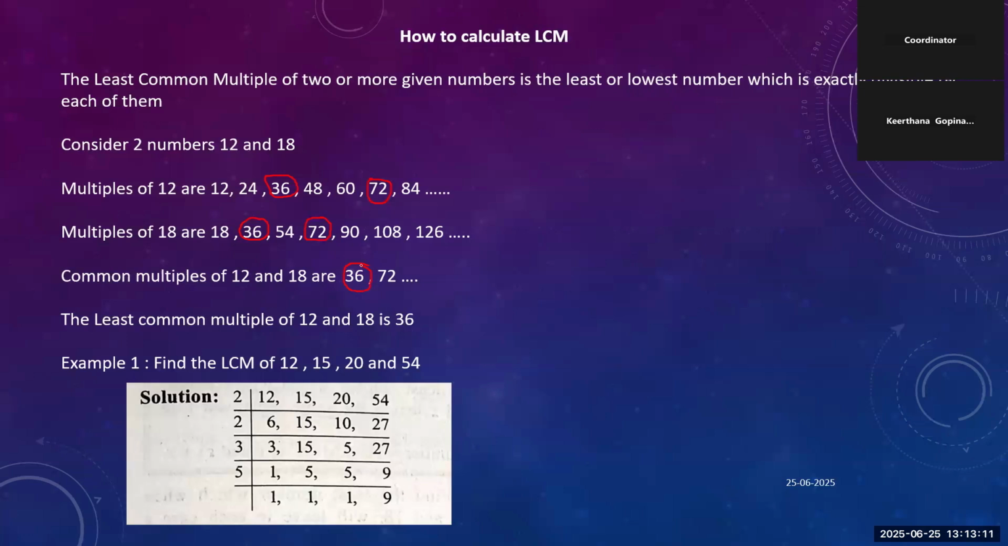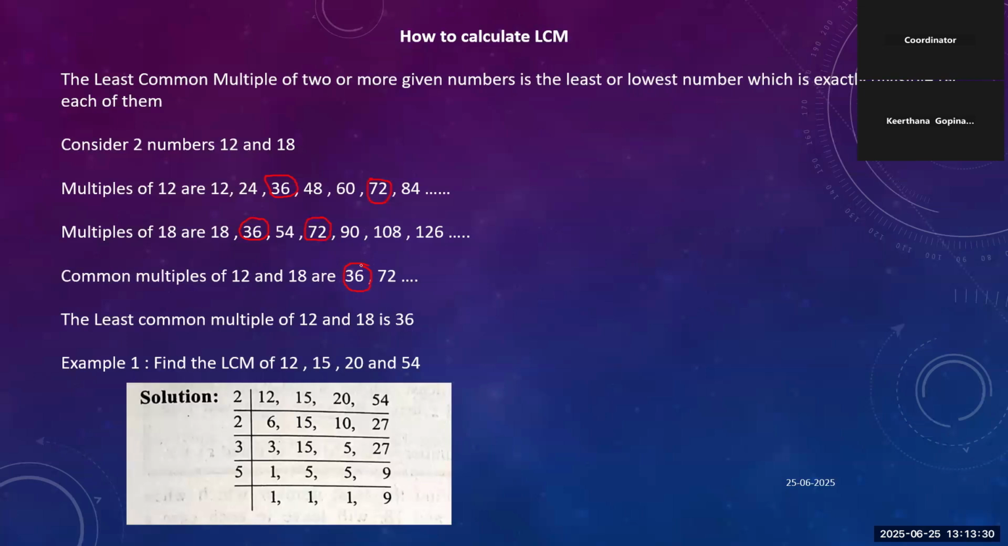36. So what is the lowest multiple which is common to both the numbers? That is called least common multiple, LCM. There is a parallel concept called HCF, which we will come to later.